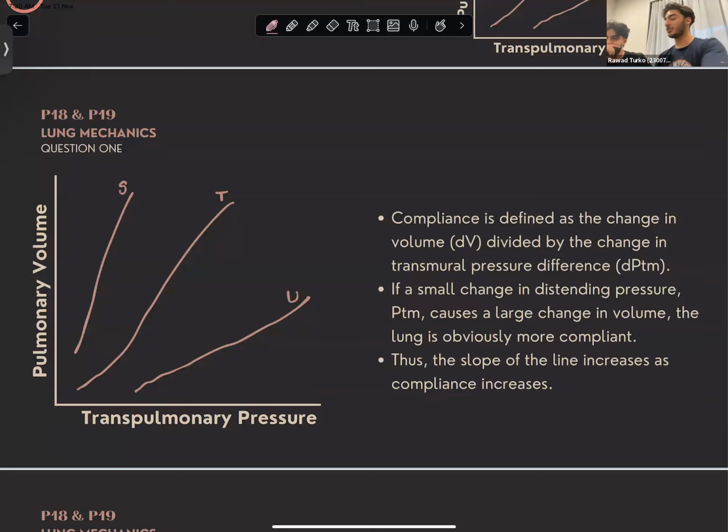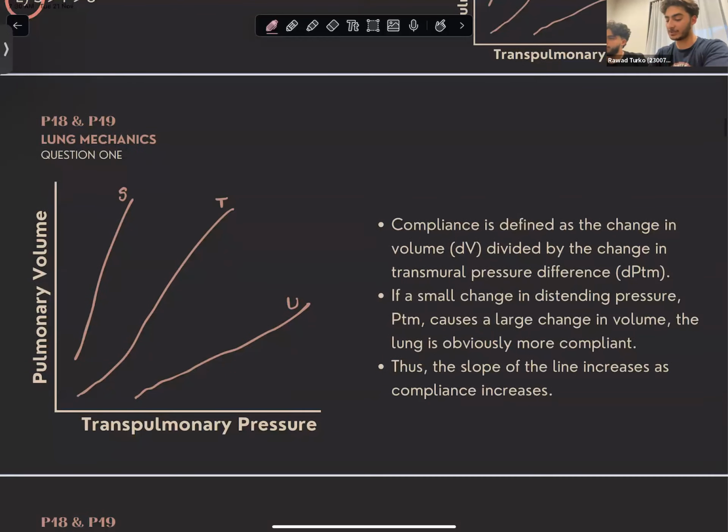I'm just going to read it through really quick. Compliance is defined as the change in volume divided by the change in transmural pressure difference. If a small change in the transmural pressure, PTM, causes a large change in volume, like in this case, a small change from here to here and at the same time a very large change in volume, the lung is obviously more compliant. Thus, the slope of the line increases as compliance increases. So the steeper lines are going to have higher compliances. This one is going to have the lowest compliance.